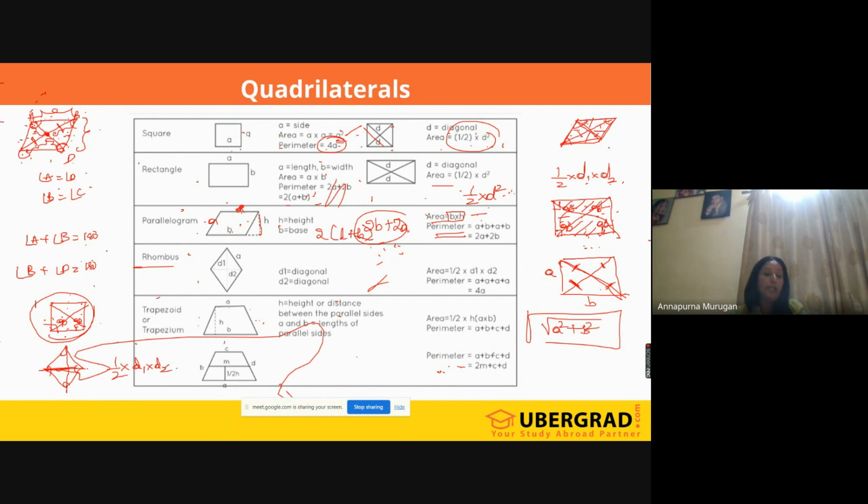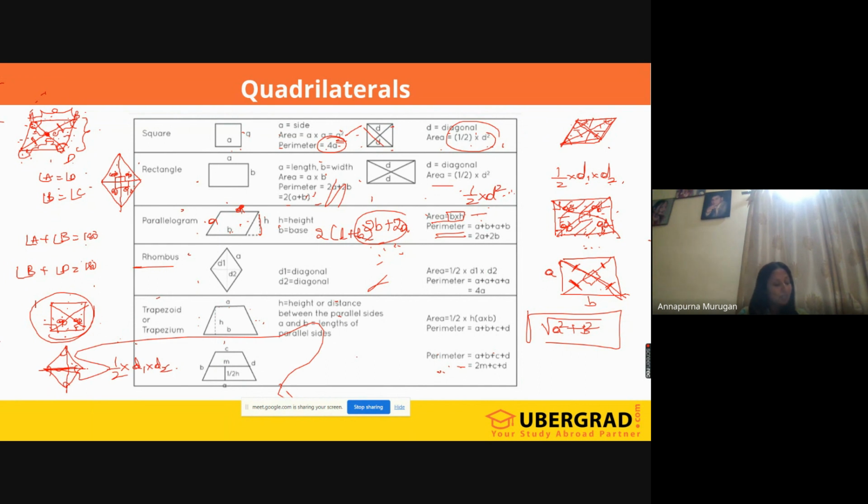One more thing I would like to tell you with regard to the rhombus. Everywhere we know that when the diagonals intersect, it is not necessary that they form 90 degrees. But in a rhombus, it is compulsory that the diagonals intersect at 90 degrees. So we can use that: the diagonals are at 90 degrees.